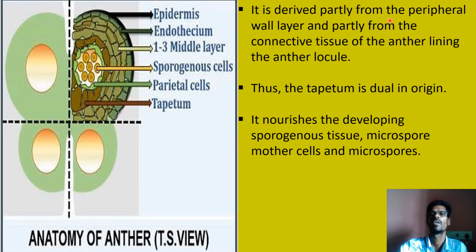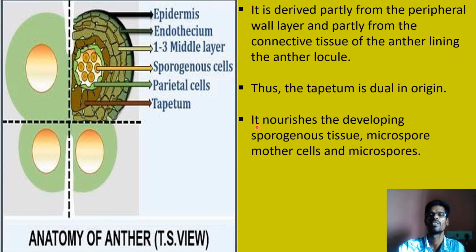So it is derived partly from the peripheral wall layer and partly from the connective tissue of the anther lining the anther locule. So they are usually dual in origin. They derive from the peripheral region as well as from the connective tissue, and hence the tapetum is called dual in nature.